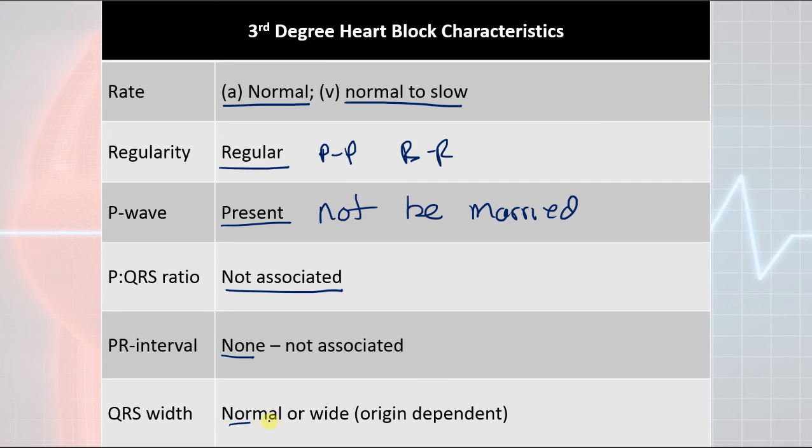The QRS width could be normal or it could be wide. If the ectopic focus that is causing the ventricular rhythm is higher up in the bundle branches, you might have a more narrow QRS complex. But normally, in third degree heart blocks, the QRS will be wide.